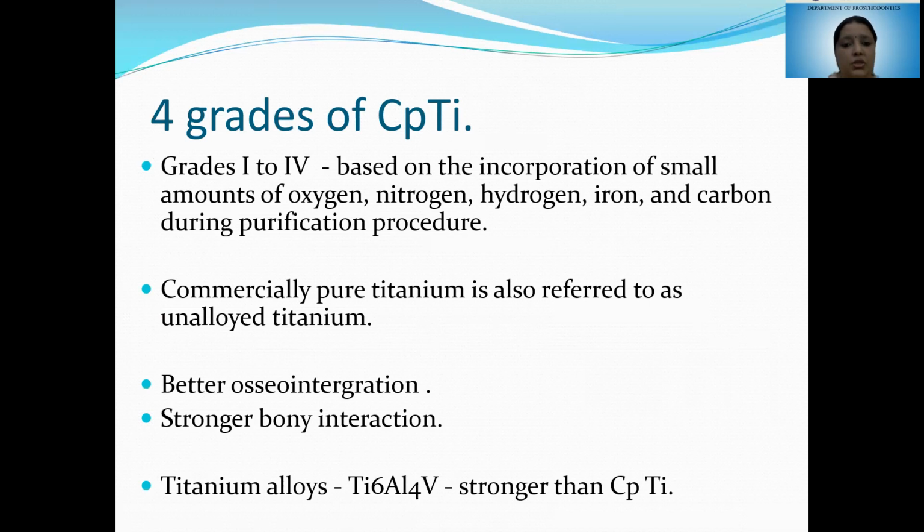The commercially pure titanium is available in 4 grades from grade 1 to grade 4 based on the amount of oxygen, nitrogen, hydrogen, iron, and carbon present in them. The commercially pure titanium is also called unalloyed titanium. It has a stronger bony interaction with better osseointegration. The titanium alloy, that is the titanium 6 aluminium 4 vanadium alloy, is, however, stronger than commercially pure titanium.